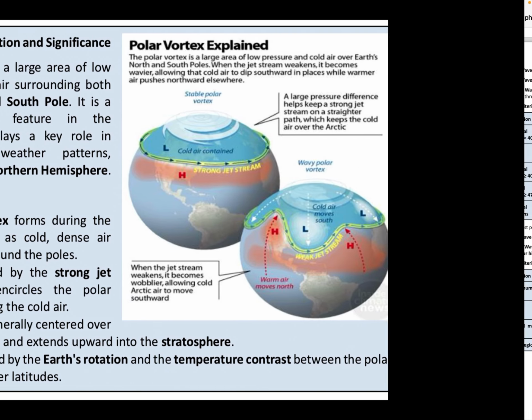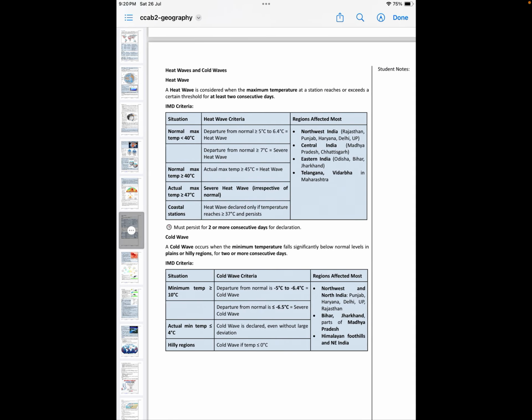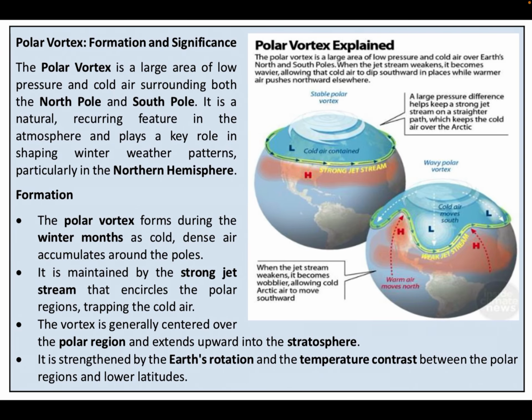Next, the last topic is polar vortex. So what do you mean by polar vortex? Polar means North Pole or South Pole. And what do you mean by vortex? Vortex means there is formation of a low pressure and cold air area over Earth's North Pole and South Pole, known as the polar vortex.